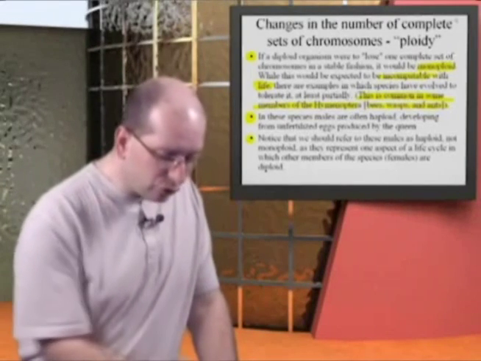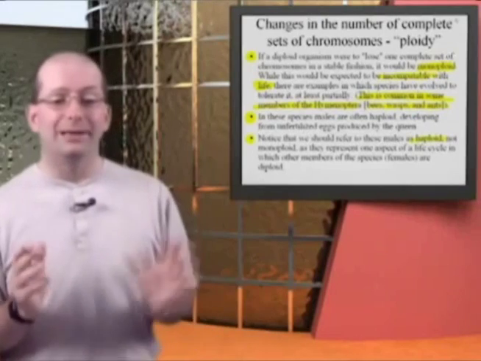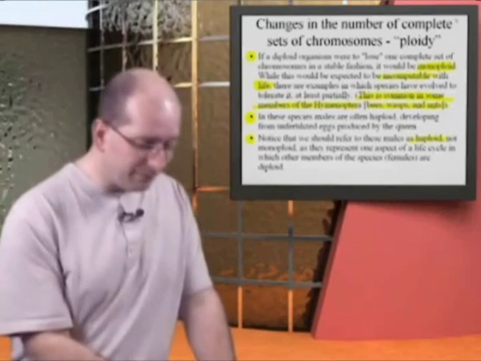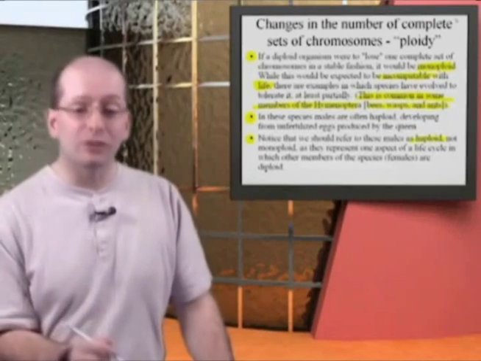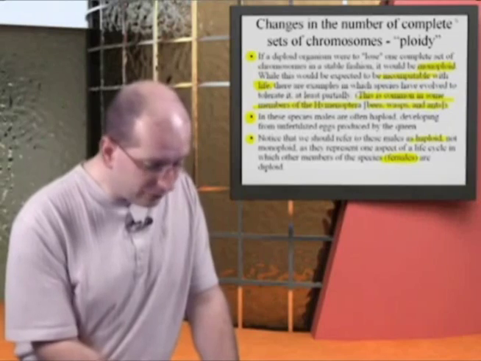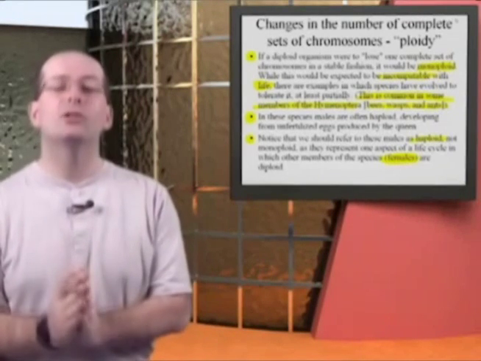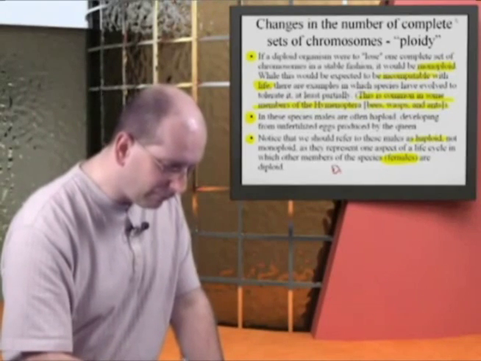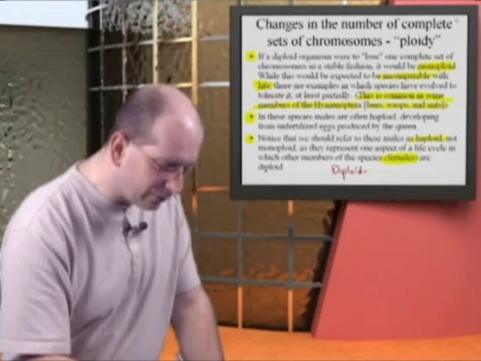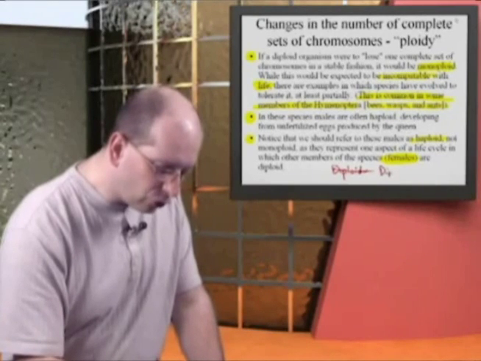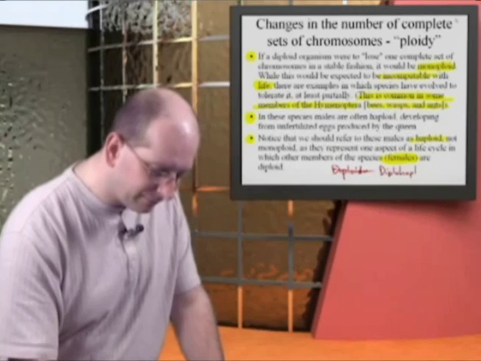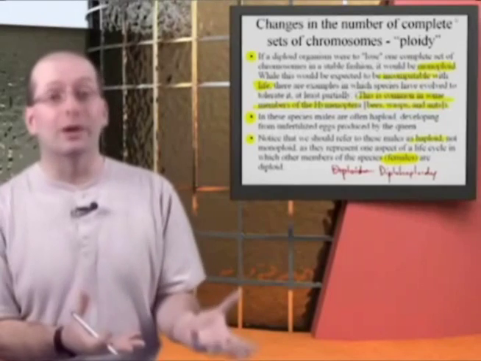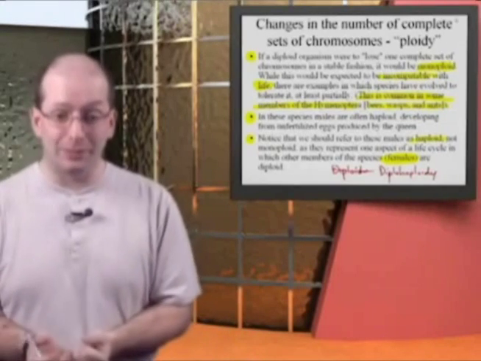And I say, notice we should refer to these males as haploid, because the whole species hasn't lost a set. They are not monoploid. They represent one aspect of a life cycle in which other members of the species, the females, are diploid. So I guess the best thing to say is this. In fact, I should write it down. This system that so many bees and wasps and things like that have is called diplohaploidy. That's the official name for this type of situation where some organisms are haploid and some are diploid, but it's the same species, all right?